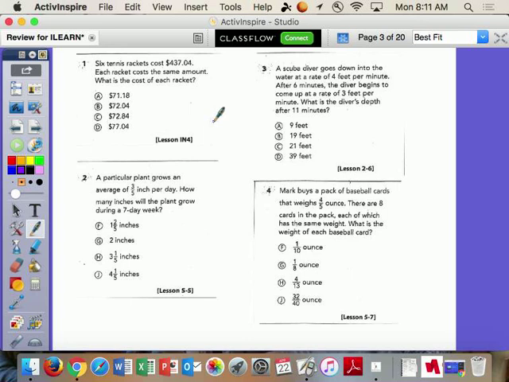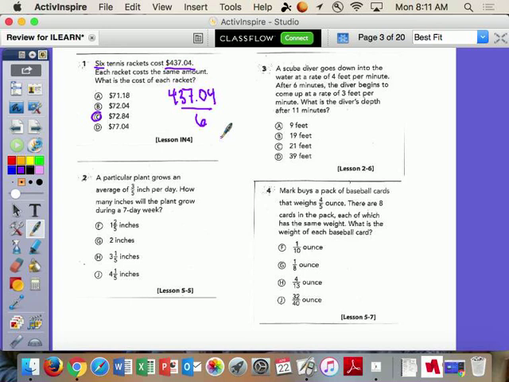Now we are looking at the next page. Remember, when we did our review online, we did our review with our Kahoot, we took the amount of money and we divided by how many there was. So we would take 437, and that's 4 cents, and we would just divide that by 6. When you do that, what do you get? $72.84.